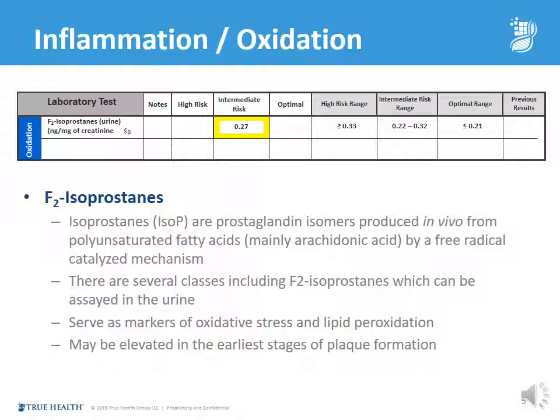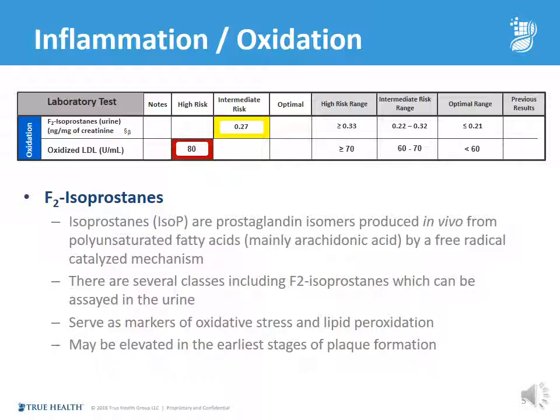F2 isoprostanes are a urinary biomarker, and they, as mentioned, are produced from polyunsaturated fatty acids, the vast majority of which are arachidonic acid, by a free radical catalyzed mechanism. They are markers of oxidative stress. And there are several classes of isoprostanes, including F2, which True Health does assay in the urine. And they are very good markers indicative of oxidative stress and lipid peroxidation. And they have been, in studies, shown to be elevated in the earliest stages of plaque formation.